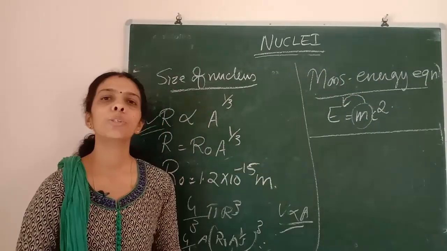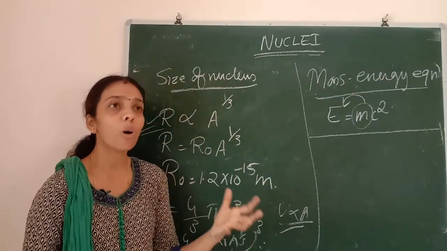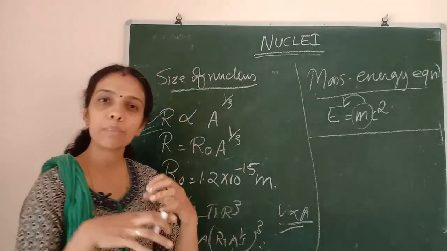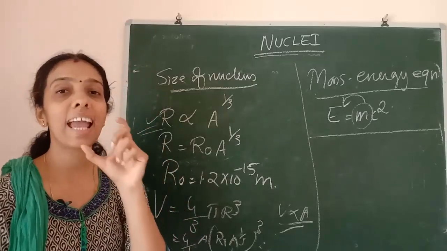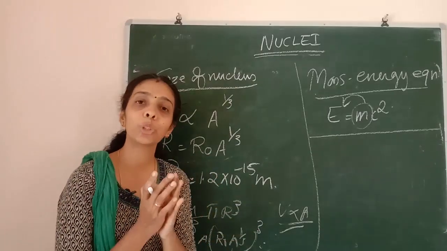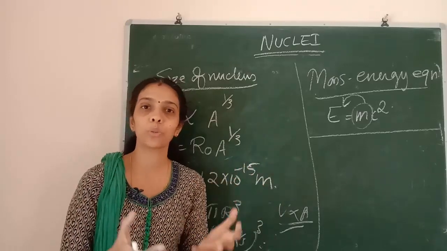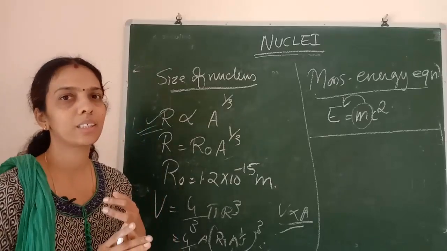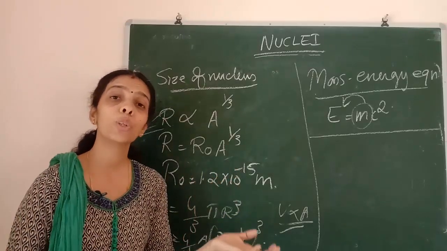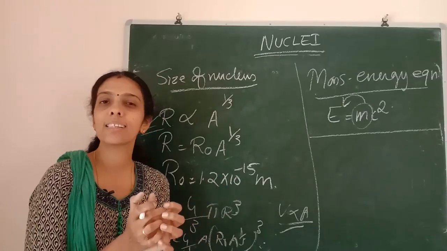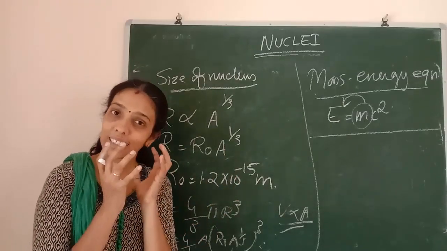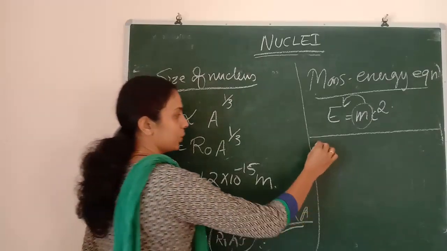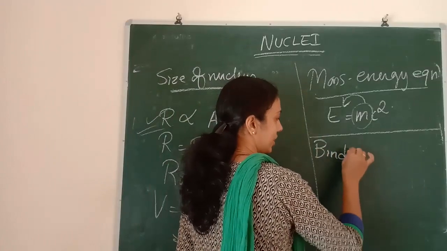How can we do that? All the nucleons are bound to the nucleus, isn't it? All the protons and neutrons are tightly bound inside the nucleus. Protons and neutrons are there inside the nucleus. So the energy required for those nucleons to bind inside the nucleus, to stay there itself, requires some energy. That energy is known as binding energy.